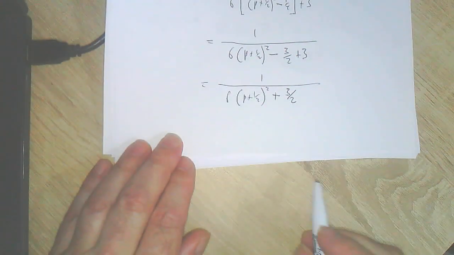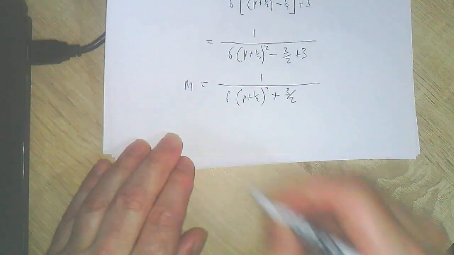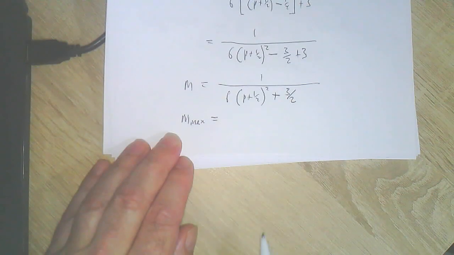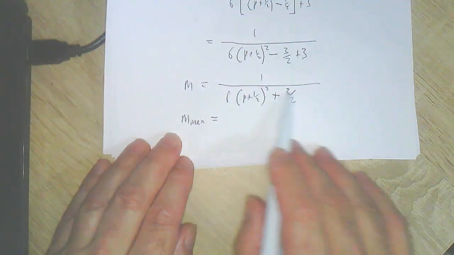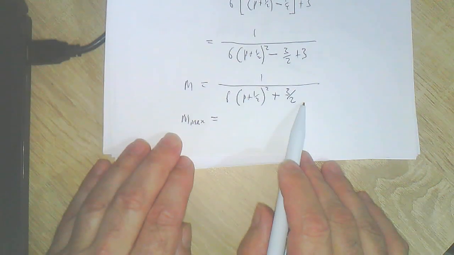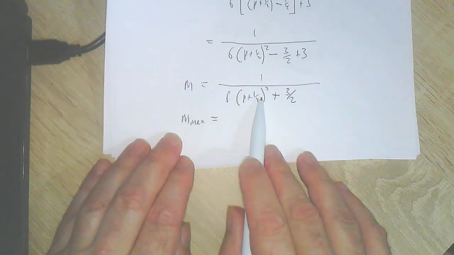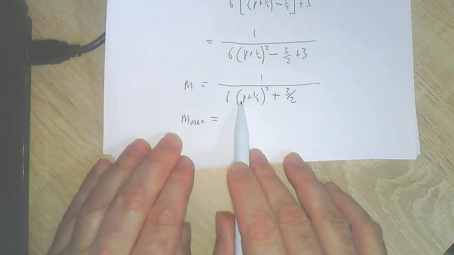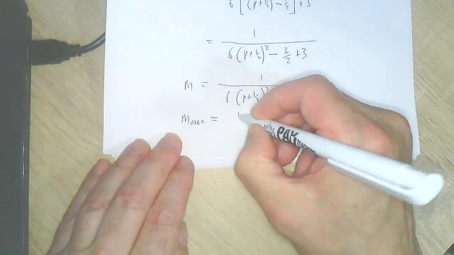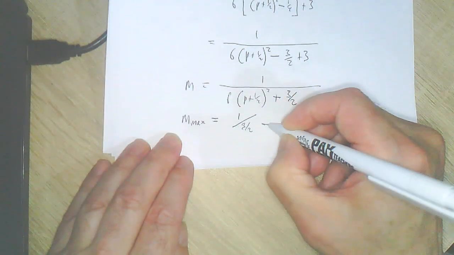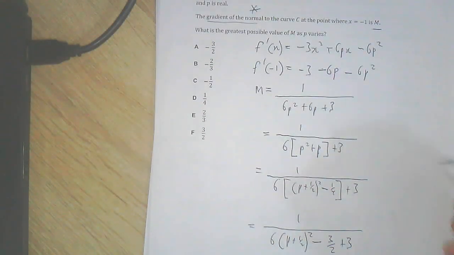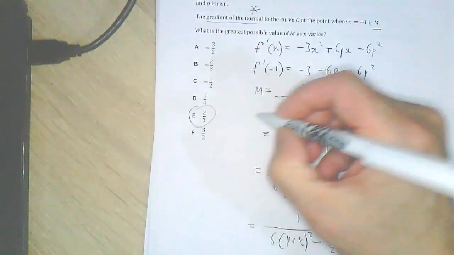Okay, so this is m, and we want the maximum value of m, depending on what p is. Well, to make this as big as possible, we need to make the denominator as small as possible. Well, when's it as small as possible? It's when this part is 0. So that happens to be when p is minus a half, but we don't want p, we just want m max. So this part is 0, so it becomes 1 over 3 over 2, which is just 2 over 3. Is that in the list of answers? Yes, it is. It's E. So that's our answer.